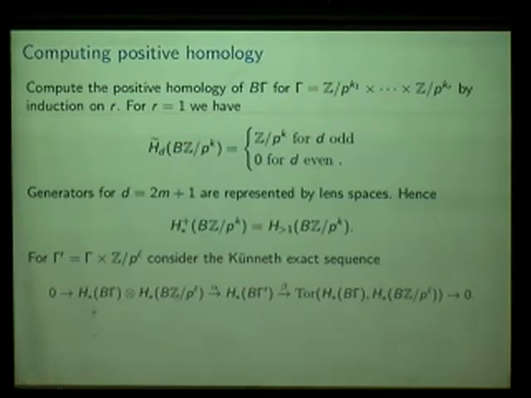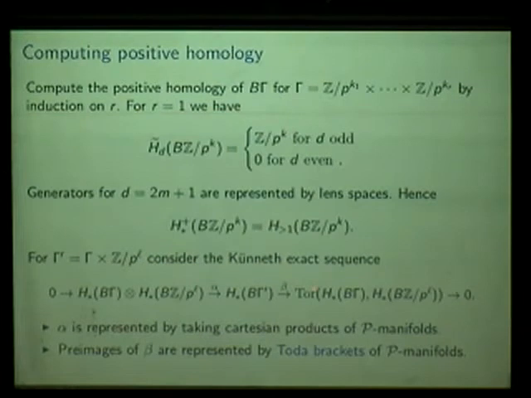So you derive these sequences in algebraic topology courses. And it is already one of the non-trivial tools because it is a little difficult to understand what this thing here really means. The left-hand side is easy because this map is just represented by taking Cartesian products of p-manifolds. So remember, elements here and here are represented by these p-manifolds together with maps to these spaces, and then we just take Cartesian products. This is easy. But the pre-image of beta, so if we want to understand which elements map to these elements here, these involve a Toda bracket construction.